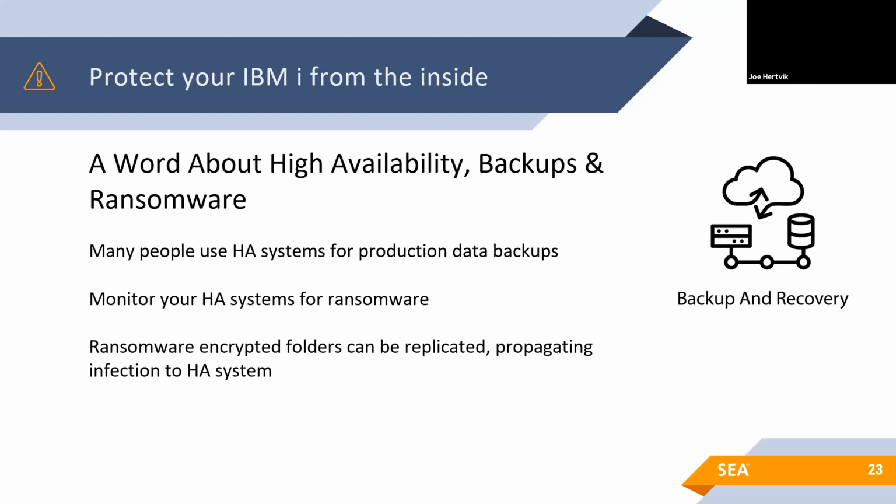The other issue that you're going to get into, which is just the nature of replication, is if someone on my production system gets a ransomware attack and takes out an IFS folder on production, and that folder is replicated, those encrypted, deleted, and renamed files will propagate over to my HA system. So I'll have corruption on both systems. So consider that, and consider the effect of ransomware on other systems, most notably high availability systems.